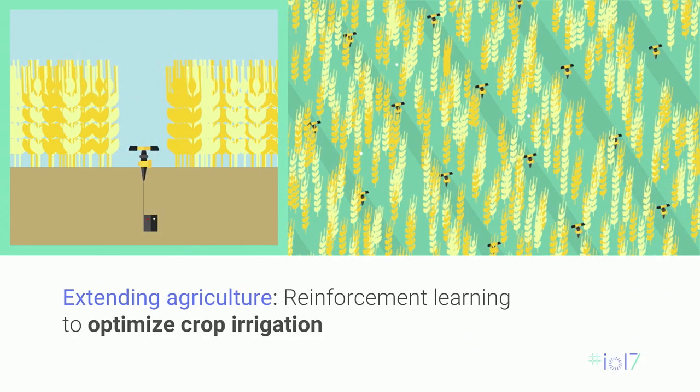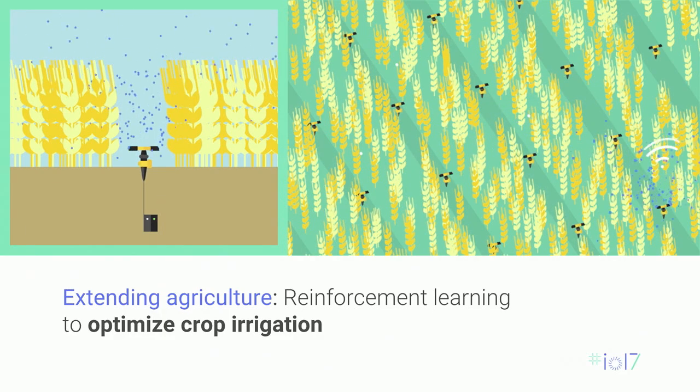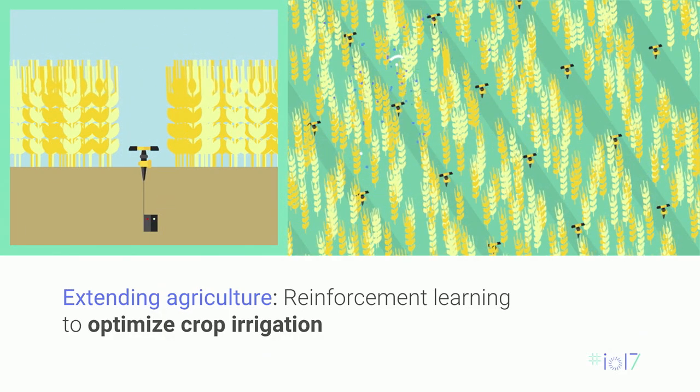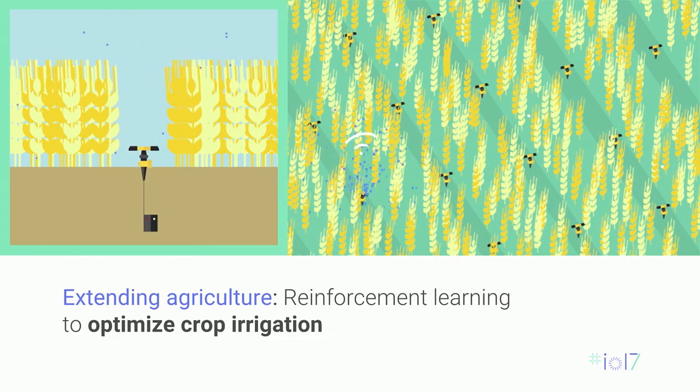You may have heard of DeepMind. Sundar actually mentioned in his keynote as a company at Alphabet that recently made AlphaGo, which beat the best Go player in the world. Now, this used reinforcement learning in really powerful ways.